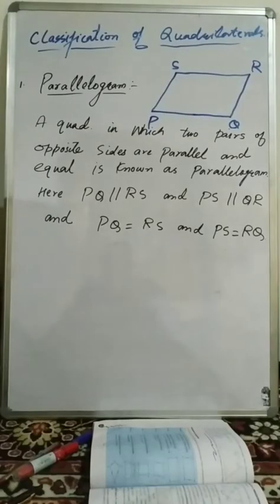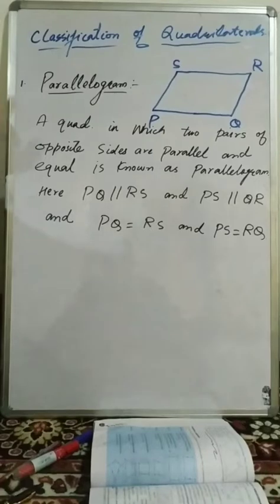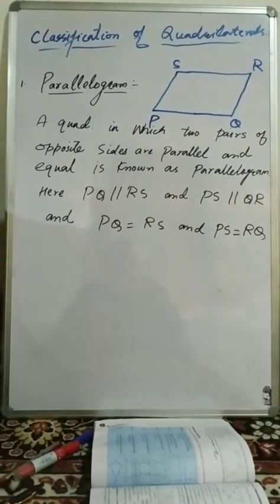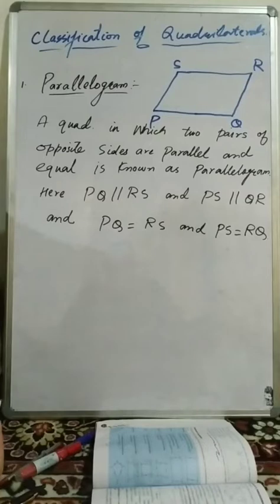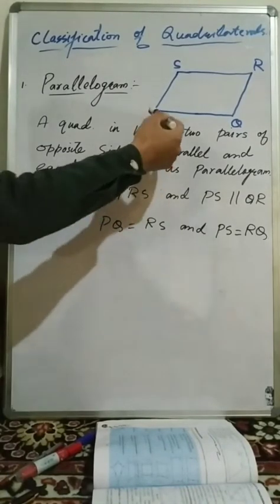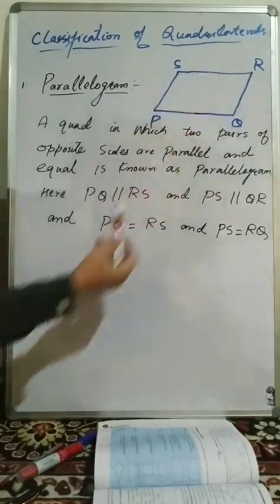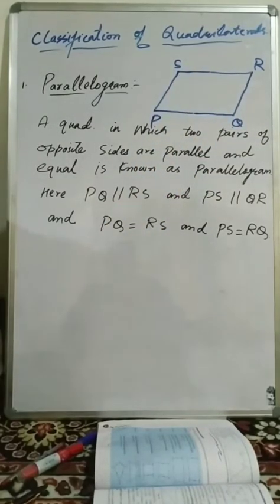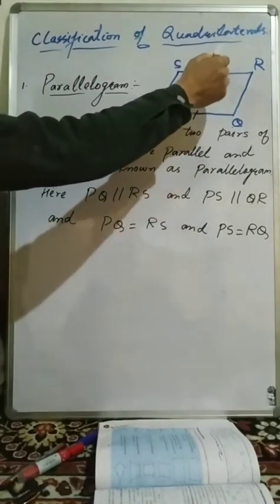Okay, dear students, our next topic is classification of quadrilaterals. The very first type is parallelogram. A quadrilateral is said to be a parallelogram if its opposite pairs are parallel to each other and they are equal also. So that quadrilateral is said to be a parallelogram. Suppose in this quadrilateral PQRS, this pair, they are parallel to each other. Parallel means they should never meet each other and they are equal also. If this is 5 centimeter, this should be also 5 centimeter.